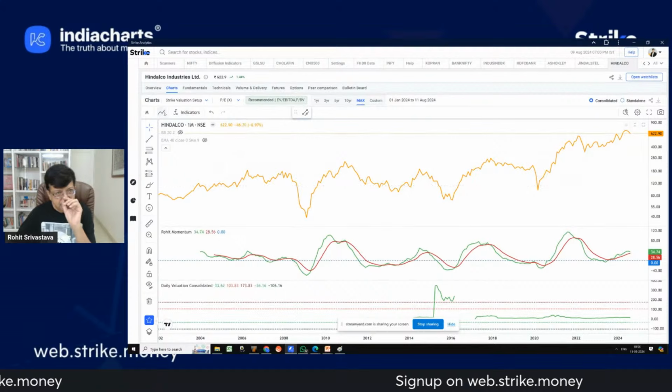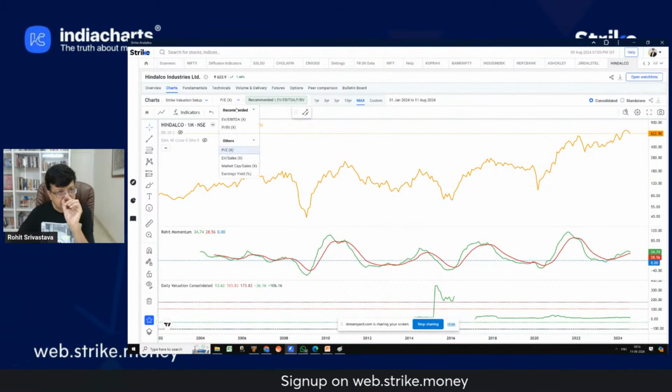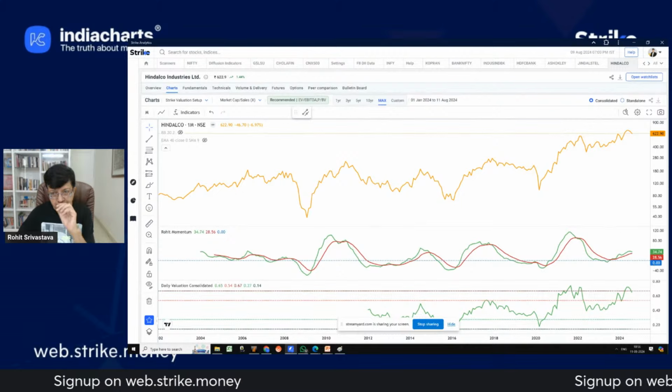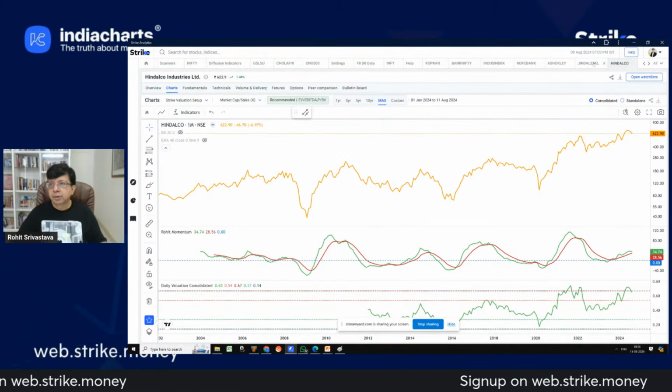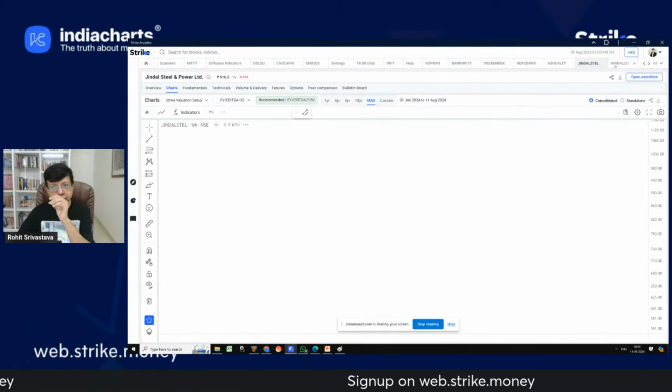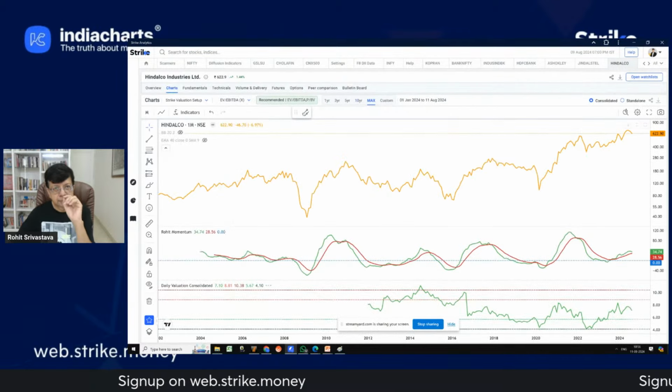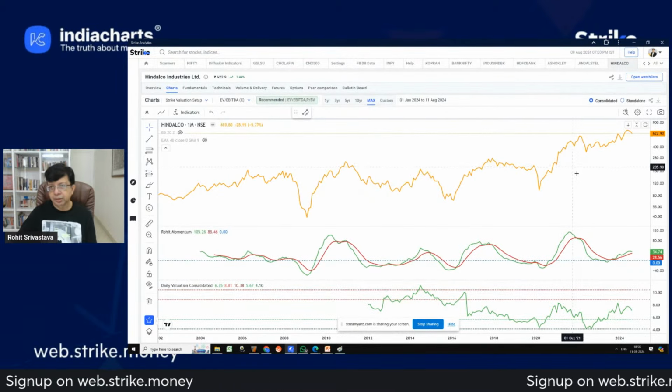Okay, here because there's a P gap, so we'll take market cap to sales. Or EV by EBITDA will work better. Okay.